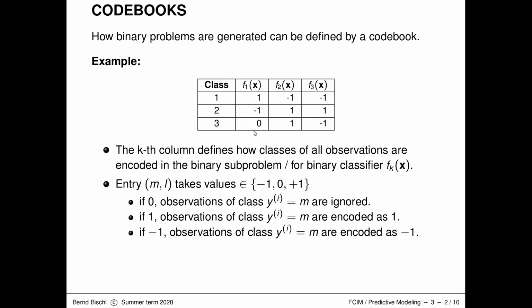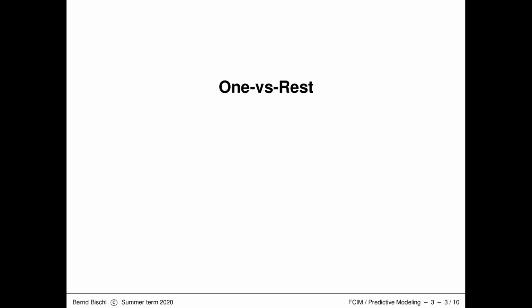So I have now for this specific codebook here 3 binary subproblems, and I would train 3 binary classifiers with my given algorithm on these subproblems. And yes, I haven't really defined now how I can actually predict from such a set of models, or you could also say from such an ensemble, but I have defined at least how the training process can be implemented. And let's now study our first example, which would be the one versus rest principle.